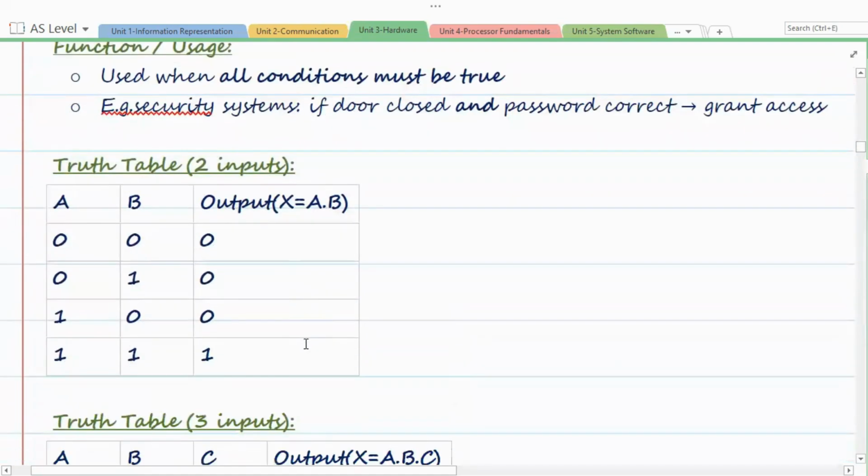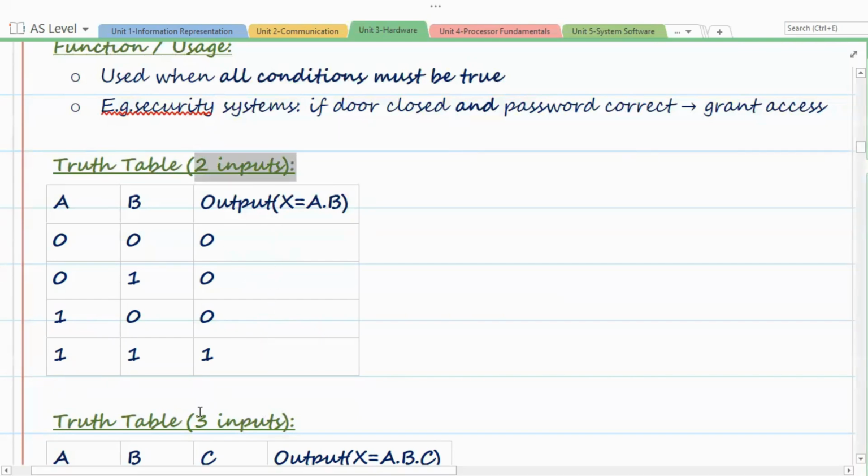Right? So this is the truth table with 2 inputs. If A is 0 and B is 0, in that case output is 0. If any one of these is 0, then in that case also it is 0. But when both the inputs are 1, in that case you get output as 1. This is a truth table with 2 inputs.